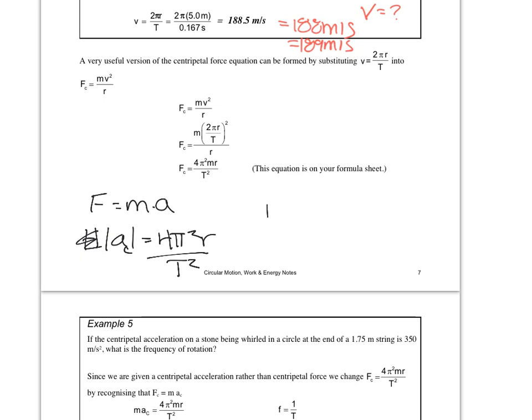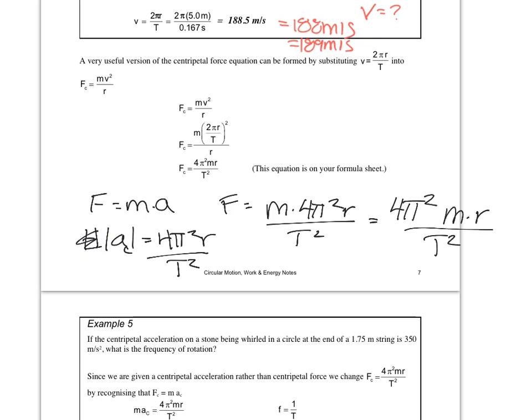Combining these, we get F equals m times acceleration. So 4 pi squared r over T squared. We usually put constants out front. So that's how the 4 pi squared got out front. R over T squared. This is not on your formula sheet, but could be derived. Okay, so let's put that into use.